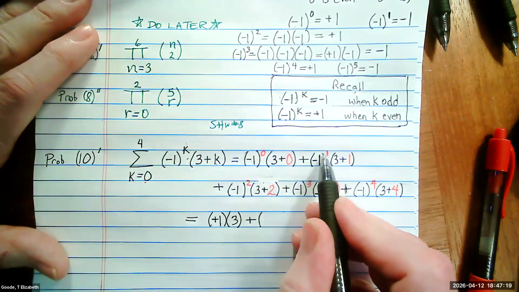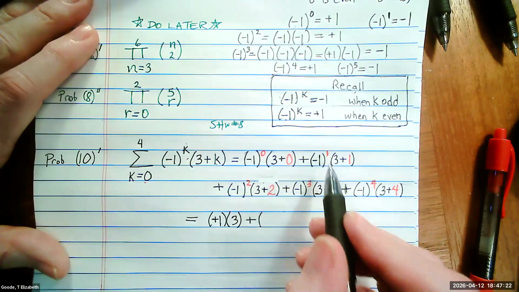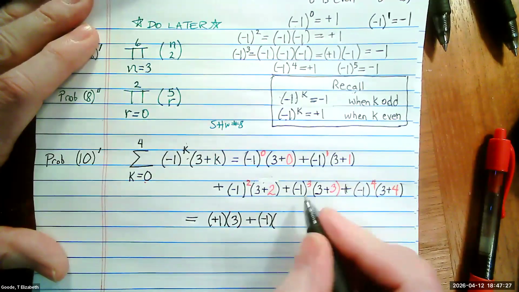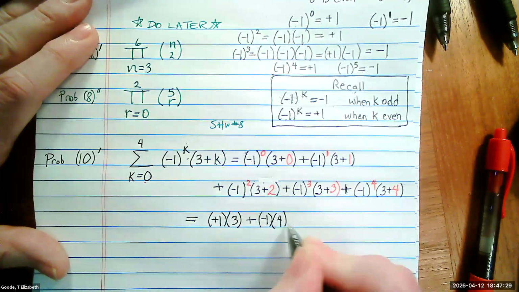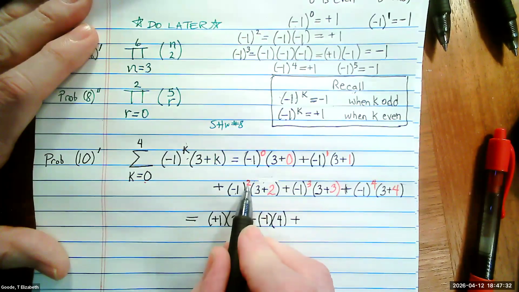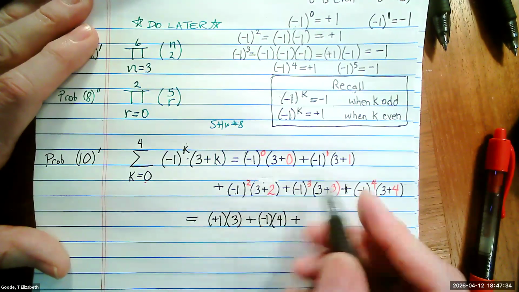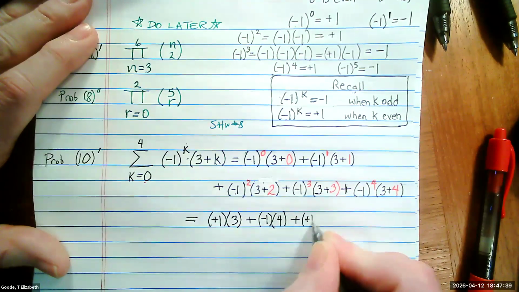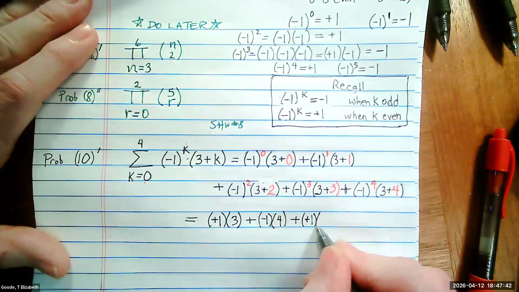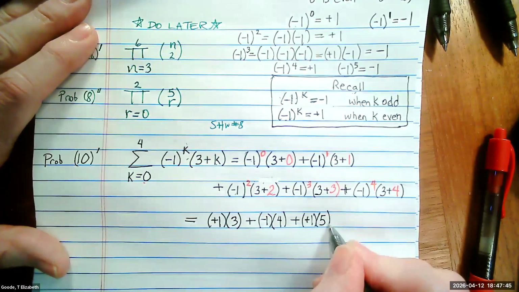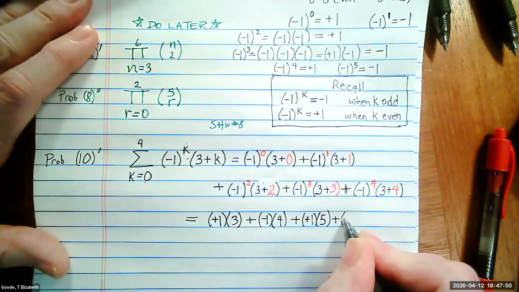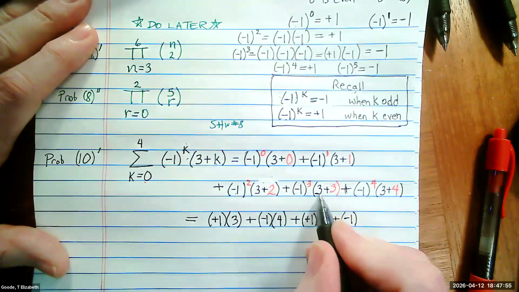All right, what is -1 raised to the 1? -1. And what is 3 plus 1? 4. Good. Now we're at -1 squared times 3 plus 2. What's -1 squared? 1. And what's 3 plus 2? 5. Great. What's -1 cubed? 1. Oh, cubed, cubed, cubed. -1. And what is the other factor?